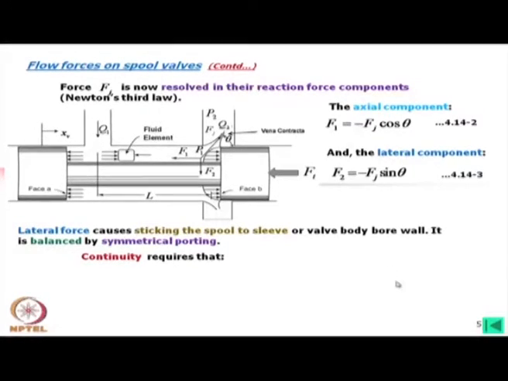Now, we shall consider the continuity equation which gives Q1 is equal to Q2. Whatever flow is coming in, the same flow amount has to go out through the other port. We are considering here, assumed, that it is a completely incompressible fluid. Okay.